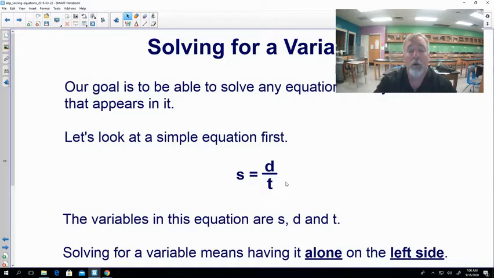So hopefully, again, this is one you've seen before. I just want to get you comfortable solving this for one of the other variables. What I mean by solving for a variable is that the variable is alone. The variable we're solving for is alone, and it's by itself on the left side. Like our S here, this equation has been solved for S.